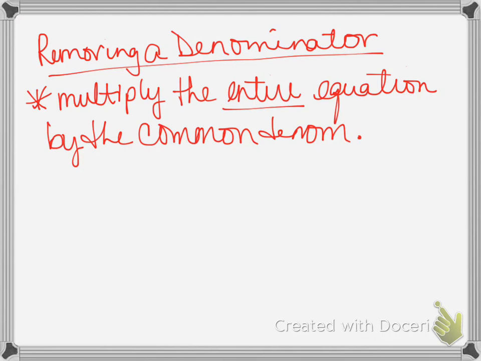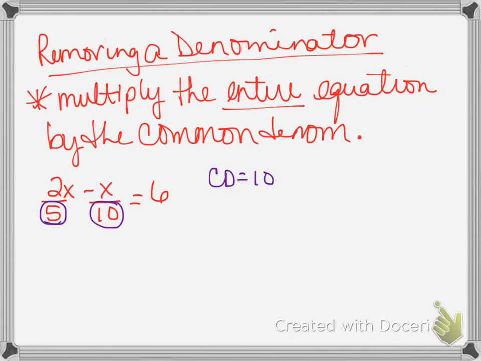So if I gave you an example, if I said 2/5 x minus x over 10 is equal to 6. Now this looks a little intimidating at first, but don't stress over it. We simply need to think about what our common denominator is with 5 and 10. Well, our common denominator is 10. So I am going to multiply this entire equation by 10, and that means I'm going to distribute 10 throughout.